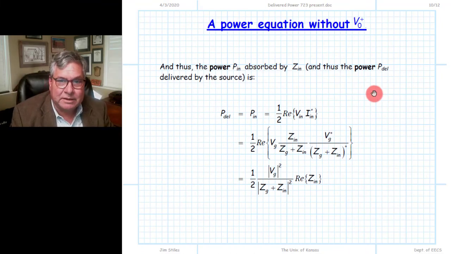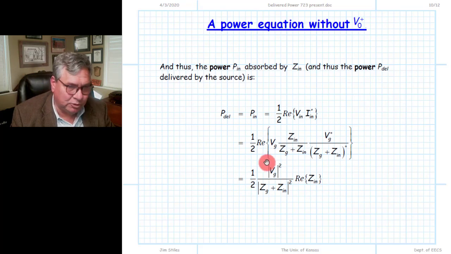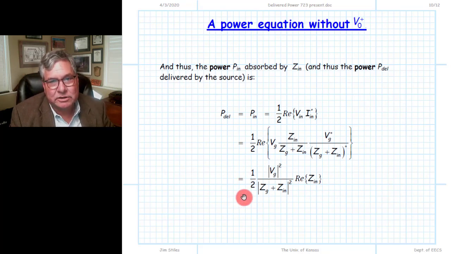So to determine the rate at which energy is being delivered by that source, we simply take the voltage times the complex conjugate of the current, take the real part, divide by 2. Based on the previous analysis of the voltage and the current, or the complex conjugate of the current, we can write that expression in this form. Now, you could write this down, I suppose. I always discourage students from simply copying this equation and using the right equation there.